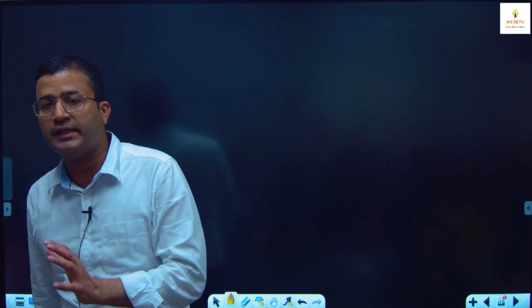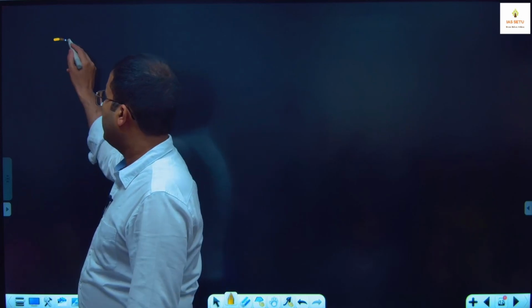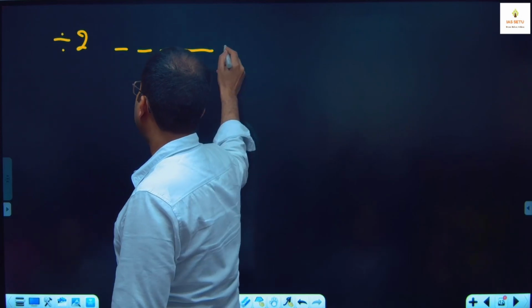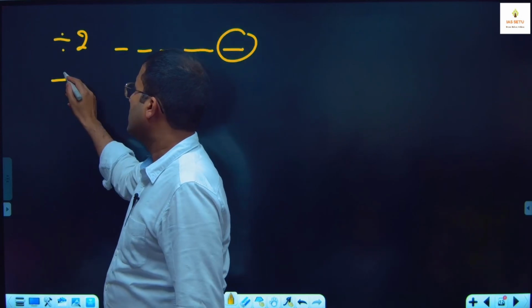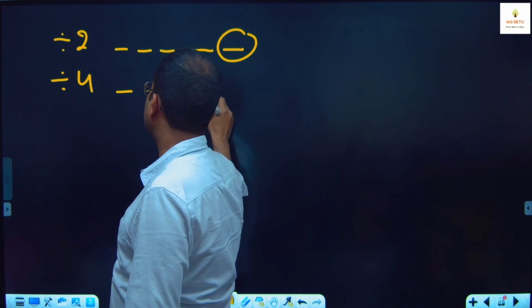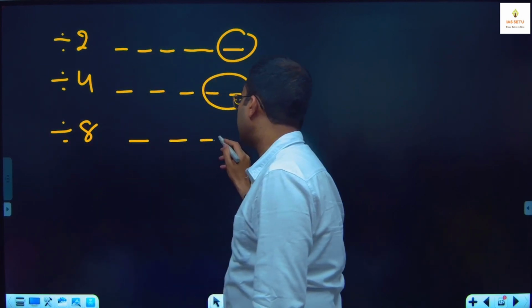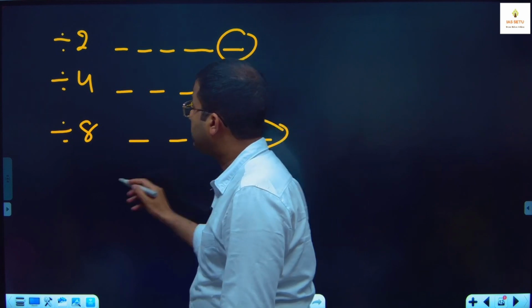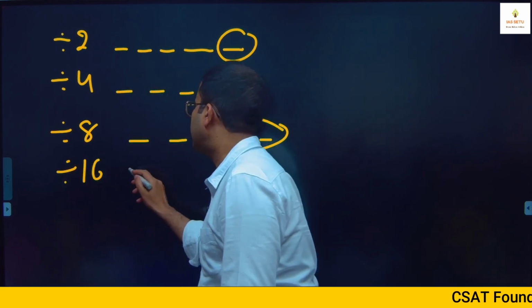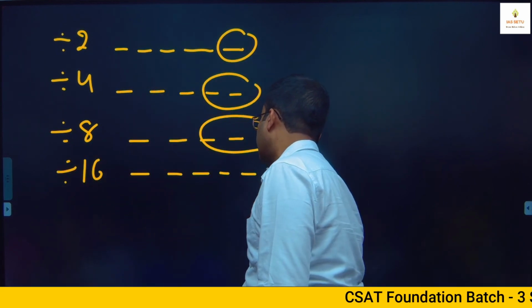Now here see the conceptual clarity. रटना नहीं है, concept समझना है. Divisibility of 2, we check the last digit. Divisibility of 4, we check the last 2 digits. Divisibility of 8, we check the last 3 digits. Divisibility of 16, we check the last 4 digits.